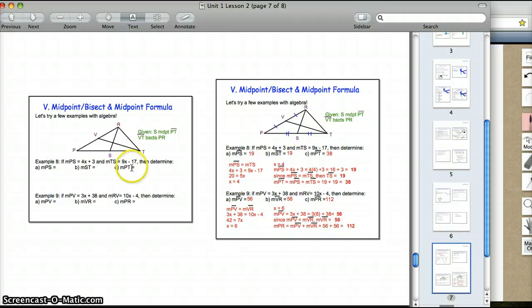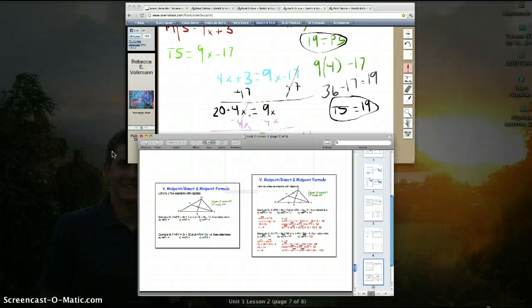But what we're looking for down here is the measure of the entire thing, PT. We're also looking for PS and ST. So the first thing we're going to do is look at the information they give us. Now they tell us that the measure of PS is 4x plus 3, and the measure of TS is 9x minus 17. Now we know those two are equal to each other.